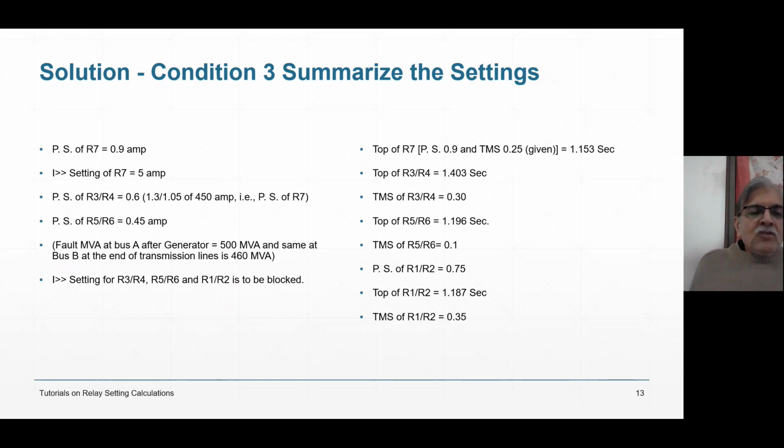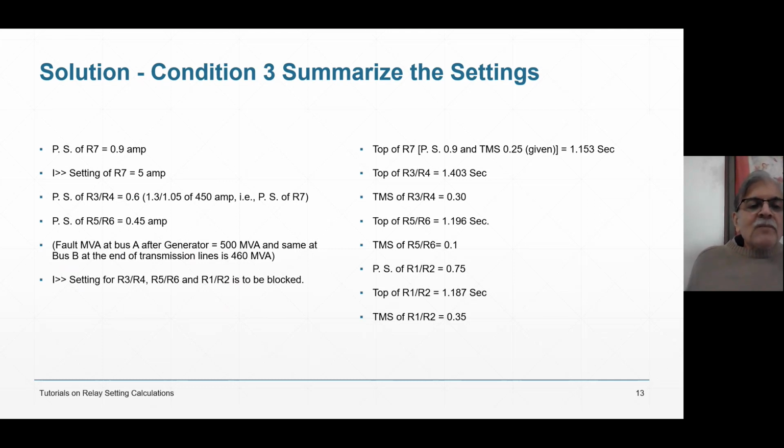Sorry, only one generator is there. So 656 is divided by 2. So 650 divided by 2 is 325. So 325 divided by 1000 means 0.325. So that is less. So I cannot select that plug setting, right? I cannot select plug setting of rated current also. So I have to select plug setting of R3, R4 as 0.6.